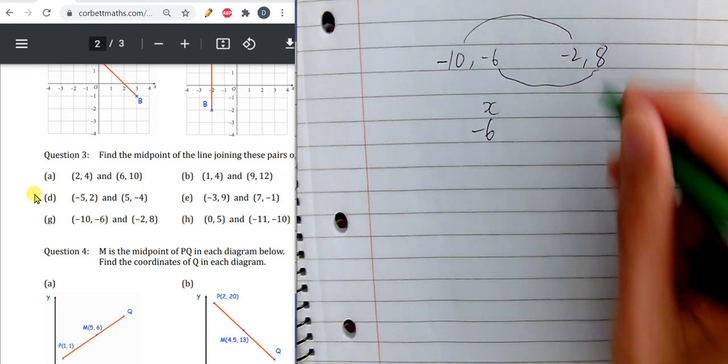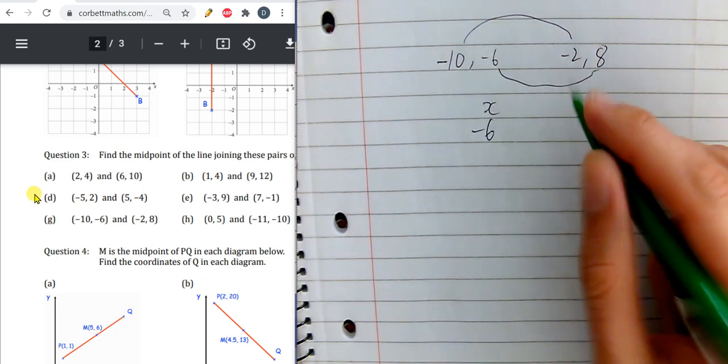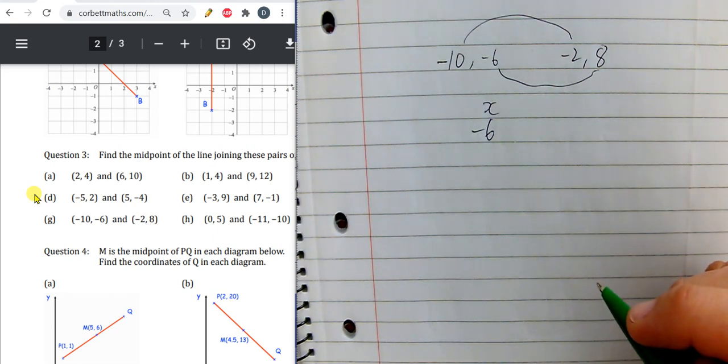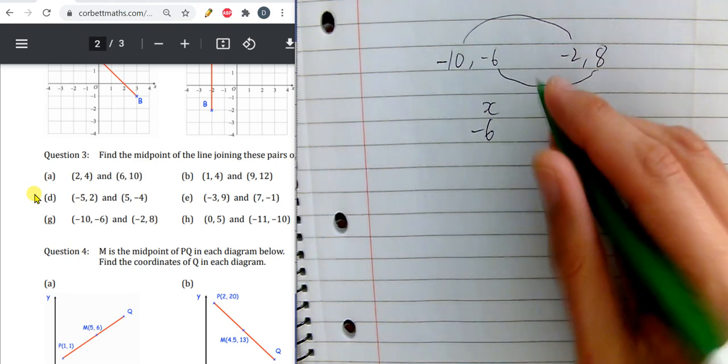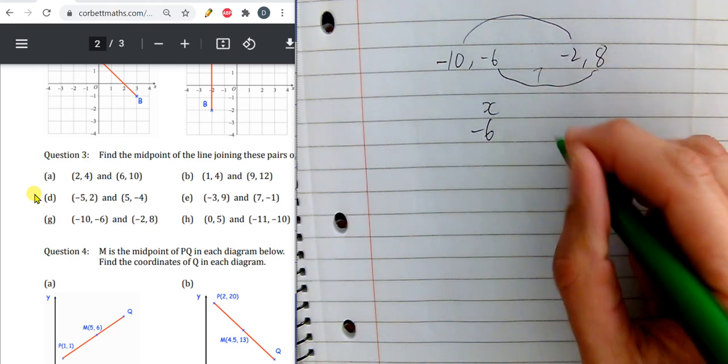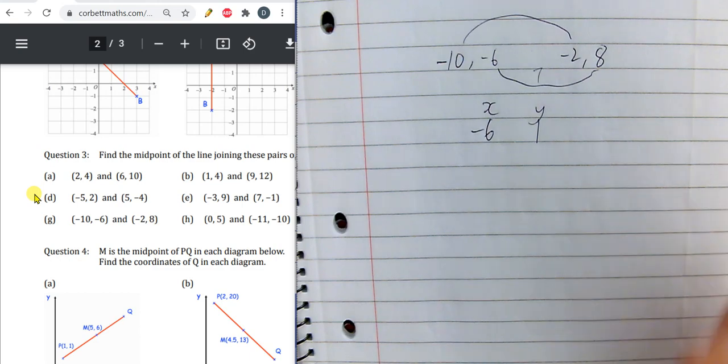And then for my y's, from minus 6 to 8, that's 14, because one is minus, one is not. So it's like 6 plus 8 is 14. Remember that? So the jump of 14, half of 14 is going to be 7. Minus 6 plus 7 is 1. Y value of 1. That's your answer, minus 6, 1.